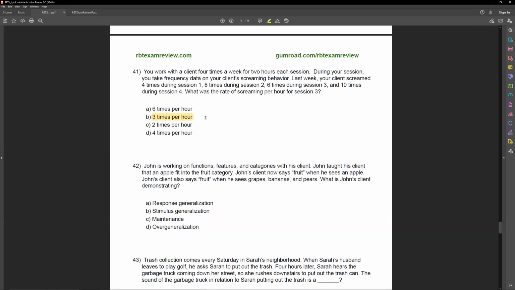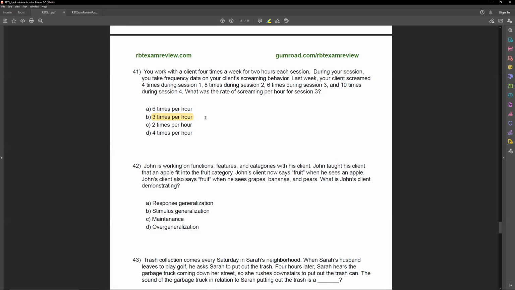So the calculations they might give you on averages and rate are very straightforward. They're very simple. You have pen and paper, you have calculators. All you're doing is plugging in numbers, okay? Because again, rate is simply frequency divided by time. It happened 6 times, okay? That's our frequency. We worked for 2 hours, that's our time. 6 divided by 2 is 3. That gives us 3 times per hour.